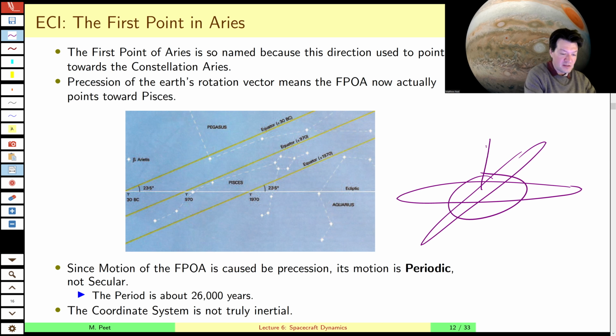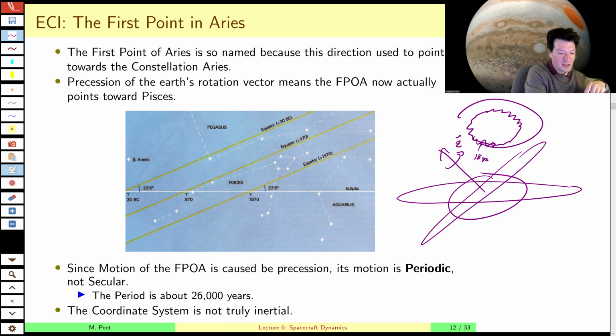So if this is, actually let's make this the rotation vector of the Earth, z hat. There's this forcing vector, and there's a natural nutation of the rotation of the Earth, which causes this rotation vector to nutate and precess. Its apparent motion in the sky looks something like this. This nutation has a period of about 18 years, and this secular motion, this precession, has a period of about 25,000 years.